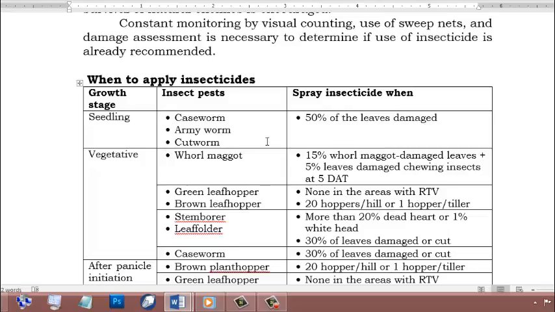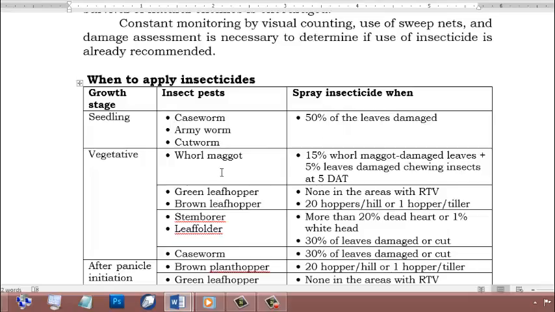So spray insecticide when there are 50% of the leaves damaged. No? Why? Because the seedling stage of rice is not yet a problem. No? So you can allow the insects to destroy the leaves up to 50%.